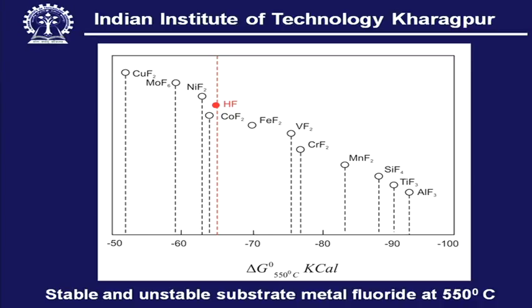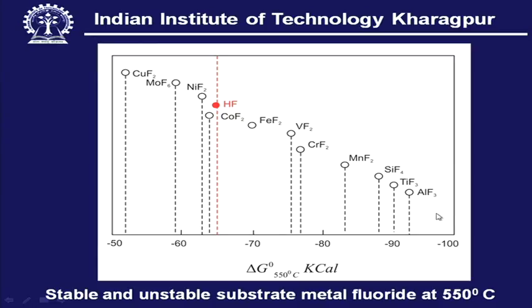Now, getting back to this example, we see a very interesting figure that also shows the free energy of formation of various fluorides: copper, molybdenum, nickel, cobalt, and the free energy of formation of hydrogen fluoride. On the right hand side, we have all those elements starting from iron, vanadium, chromium, manganese, silicon, titanium and aluminium. So, if someone wants to have a CVD of tungsten on all these elements, in the form of some metal or alloy, one would expectedly get a non-adherent coating.